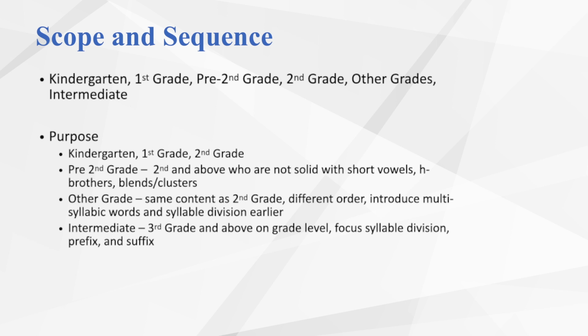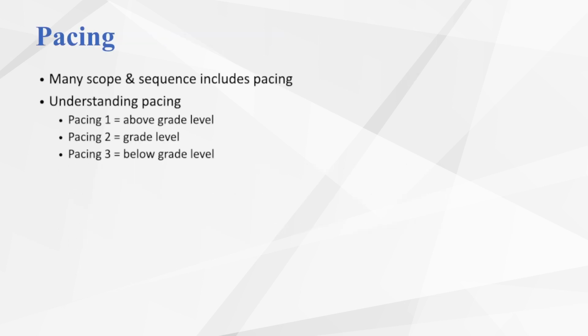One of the things we find with older students is their morale and their willingness to really work is diminished. So if we get multisyllabic words in front of them sooner, it helps them re-engage. And then finally, there's an intermediate scope and sequence, which is a 20-minute lesson plan, as opposed to all the rest being 45-minute lesson plans. It's directed at third grade and above for kids who are on grade level, and it focuses on syllable division, prefixes, and suffixes.